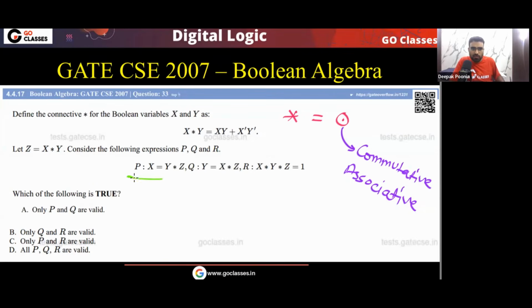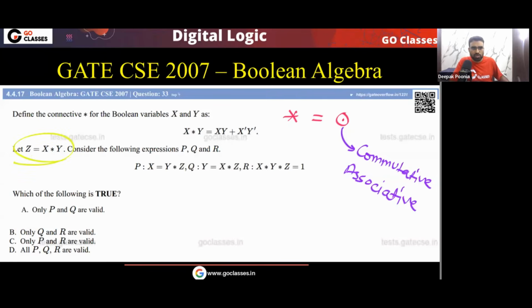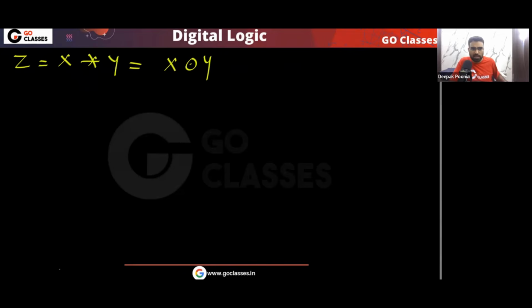Now let's see. What is P, what is Q, what is R? First of all, the question is saying that Z is equal to X XNOR Y. Remember the question is actually saying X star Y, but you know star is same as XNOR. Correct, because the question is saying Z equal to X star Y. So that is basically X XNOR Y.